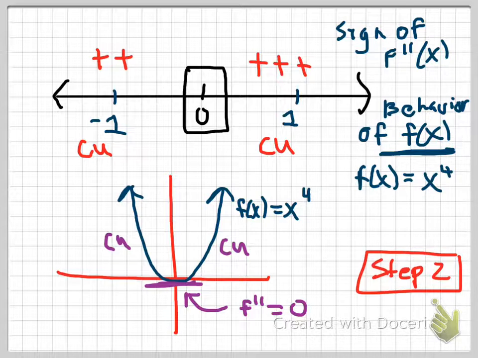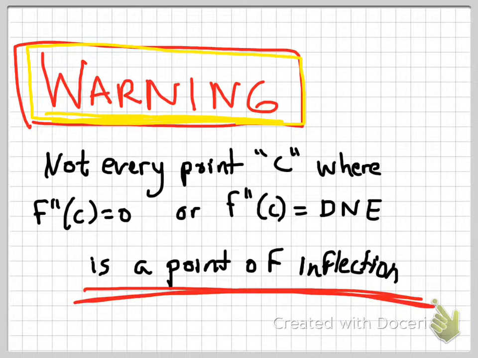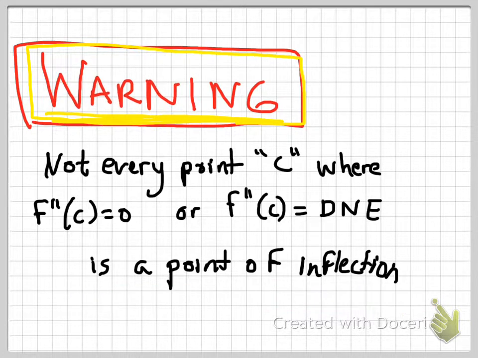So the next slide that I accidentally flipped to is a warning slide. I would put this in your notes. Serious warning here: not every point, I call them c, where f double prime of c equals 0 is a point of inflection. We just learned this, that not every point where the second derivative equals 0 is a point of inflection. So it's not safe to make that assumption. You need to be very, very careful about that. A lot of people make those assumptions, and they're actually wrong.